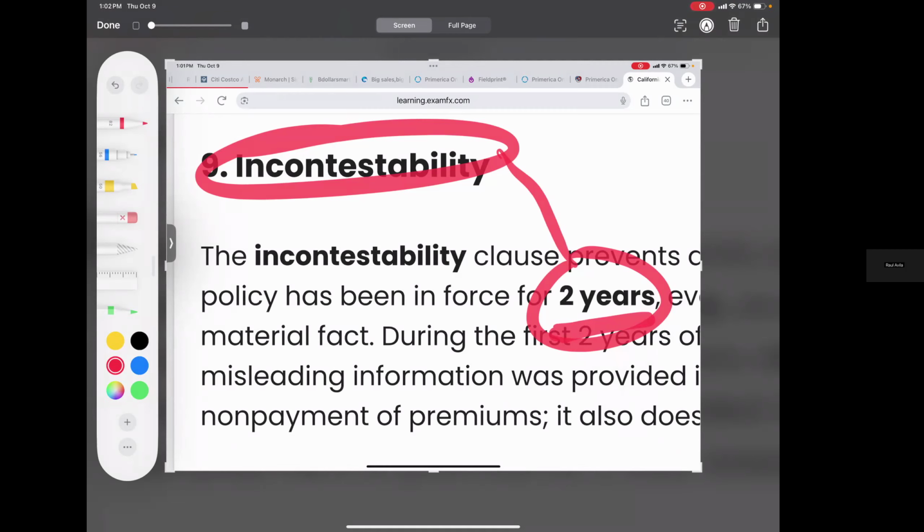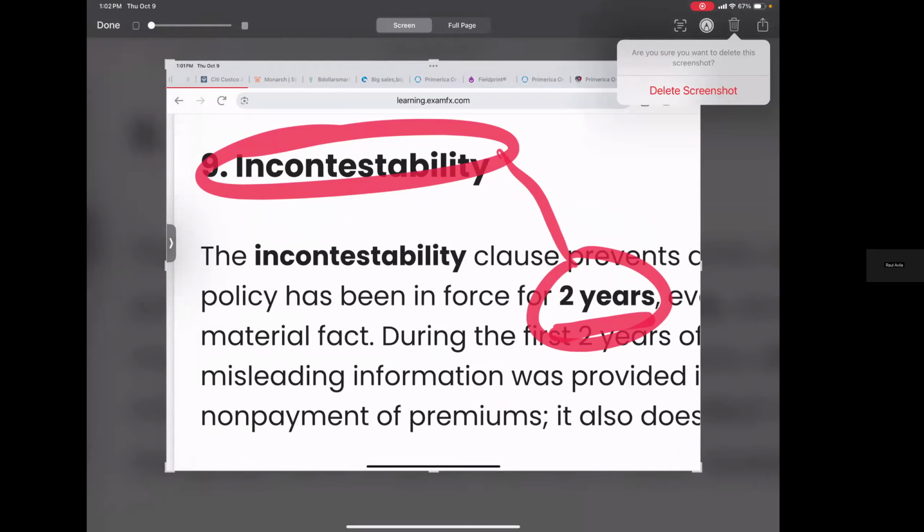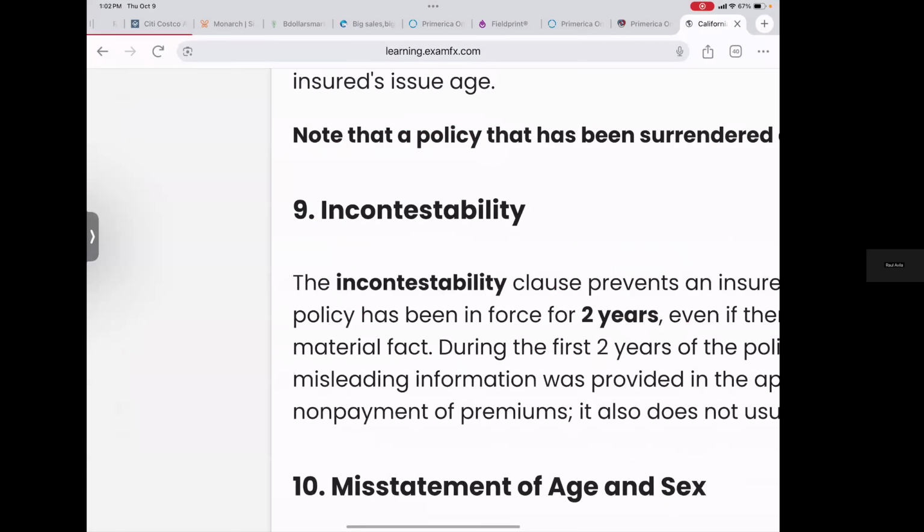After 2 years, it's incontestability. That means that even if you committed fraud, after 2 years it will pay. If you die by suicide, it will pay. You see what I mean? So incontestability after 2 years. Any questions?